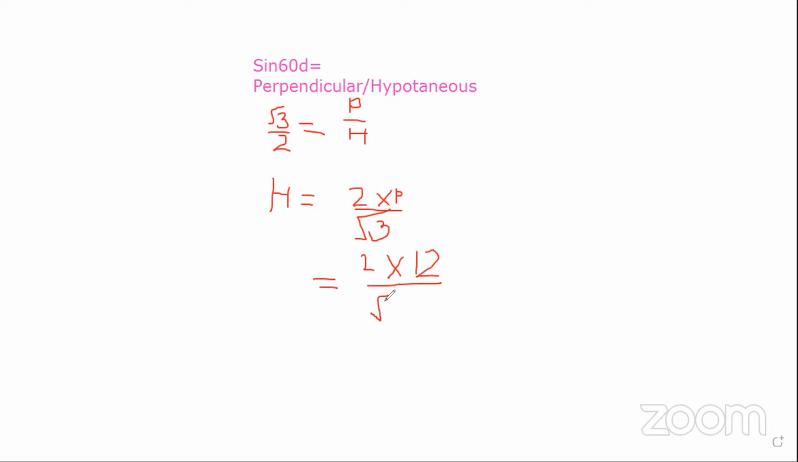If you do rationalization, you can get 3 in the denominator. So 3 4s are 12, and 4 2s are 8, which means 8 root 3 units. Since it is a feet dimension, here we can write it as feet. So this is the answer for the question I shared.